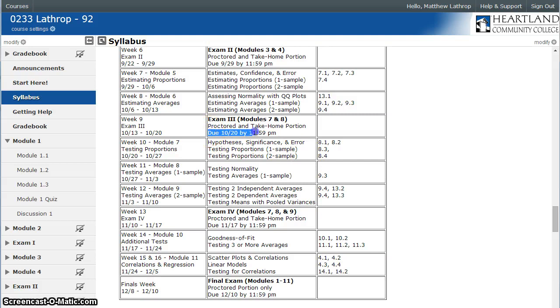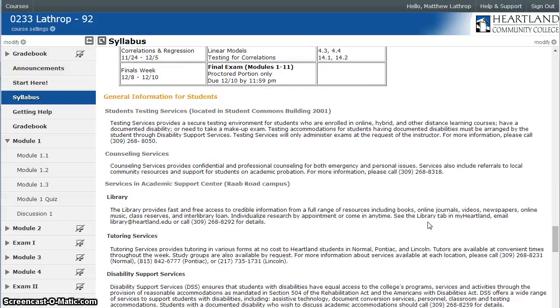This has the due dates for each of the exams, so you can look ahead if you know that you have travel plans or things that might cause problems in the future with due dates. You can look ahead and try to contact me in advance about those.